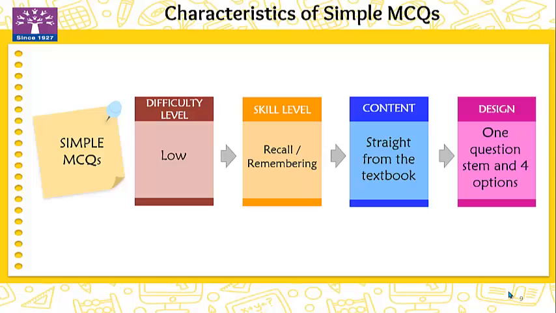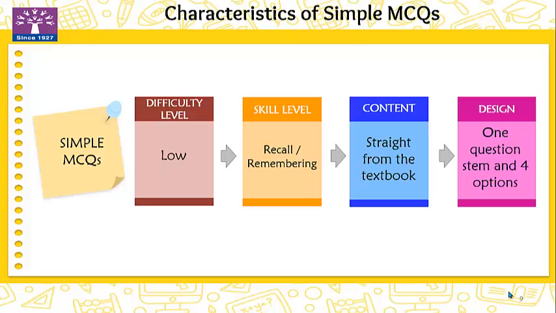The skill level that students will need to solve these questions are on the lowest rung of Bloom's taxonomy, that is recall and remembering. A simple MCQ will have one question stem and 4 options for students to choose as their answer. And when you design a simple MCQ, think of a question stem that a student can answer even by hiding the choices of answers. It should be so apparent and so simple.